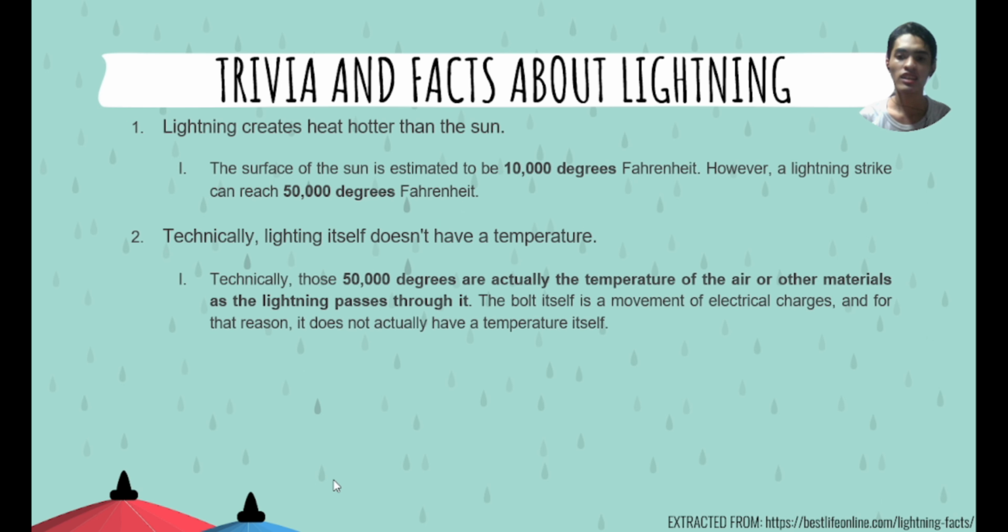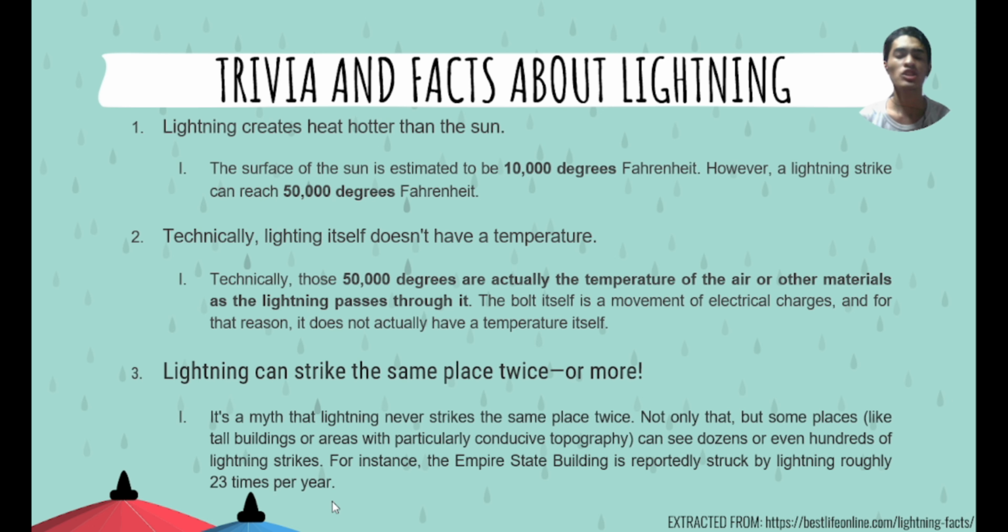And technically, lightning itself doesn't have a temperature. Those 50,000 degrees are actually the temperature of the air or other materials as the lightning passes through it. The bolt itself is a movement of electrical charges, and for that reason, it does not actually have a temperature of its own. Well, if you are wondering what the movement of electrical charges is, it is what produces electricity and magnetism. It is something like a force field, so it doesn't create any temperature.